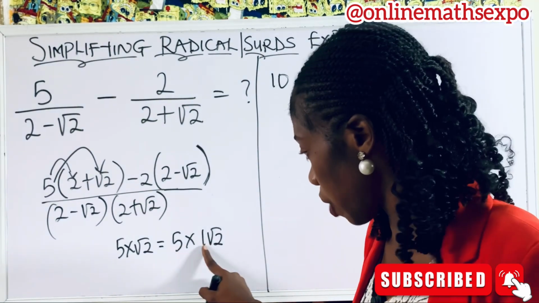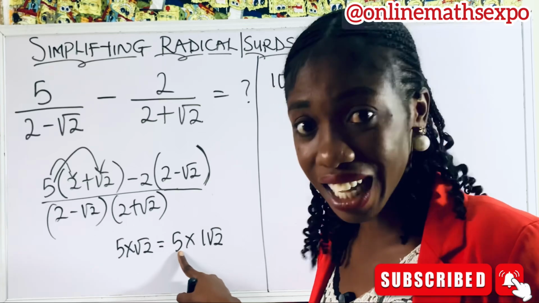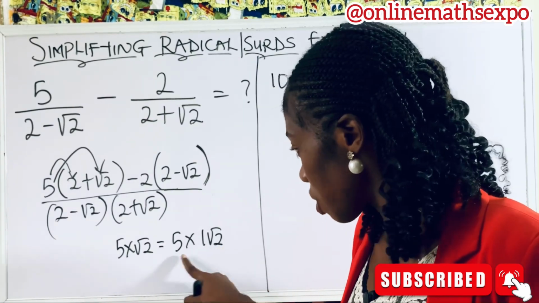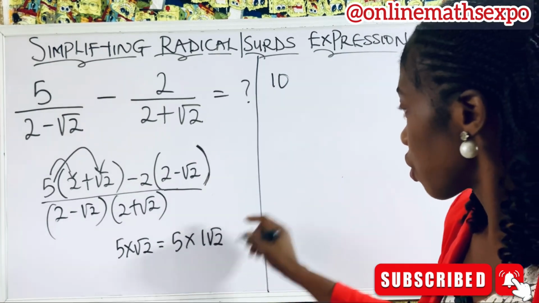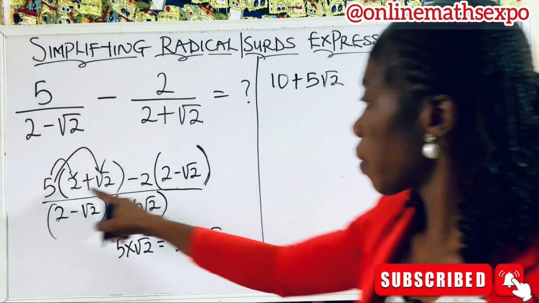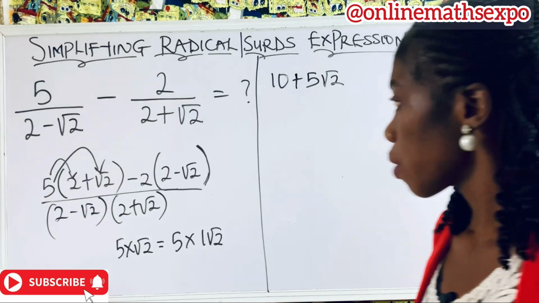So number will multiply number. And this one does not have a radicand. So the radicand is this value inside the radical sign. So what you multiply is number will multiply number to give us 5. So we're going to have plus 5 root 2. So if you multiply 5 by root 2, it gives you 5 root 2. Okay, so what do you do next?